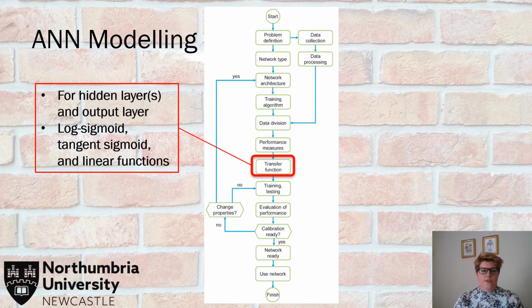And then the transfer functions can be chosen. So sigmoid functions are the most common. They resemble the behavior of the biological neurons as well. Also, linear functions are used, so different combinations of these functions were trialed while making the model.